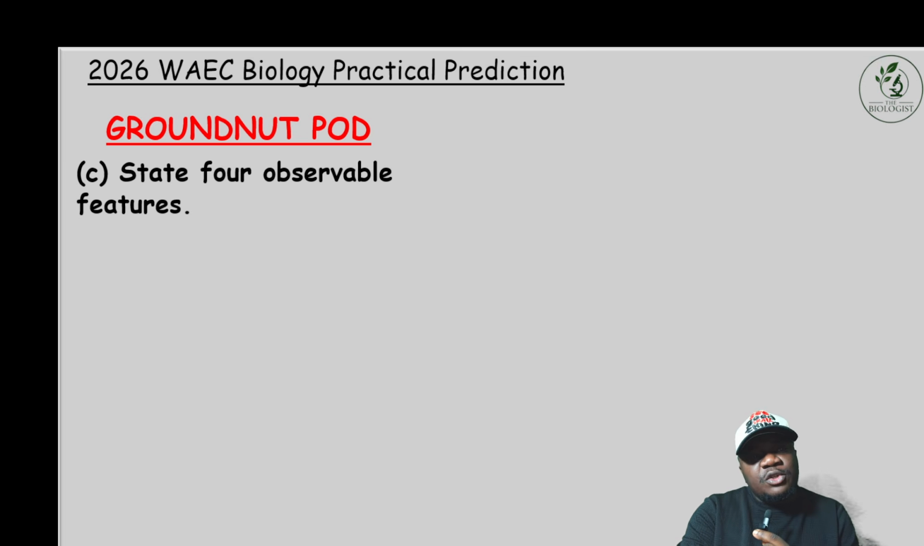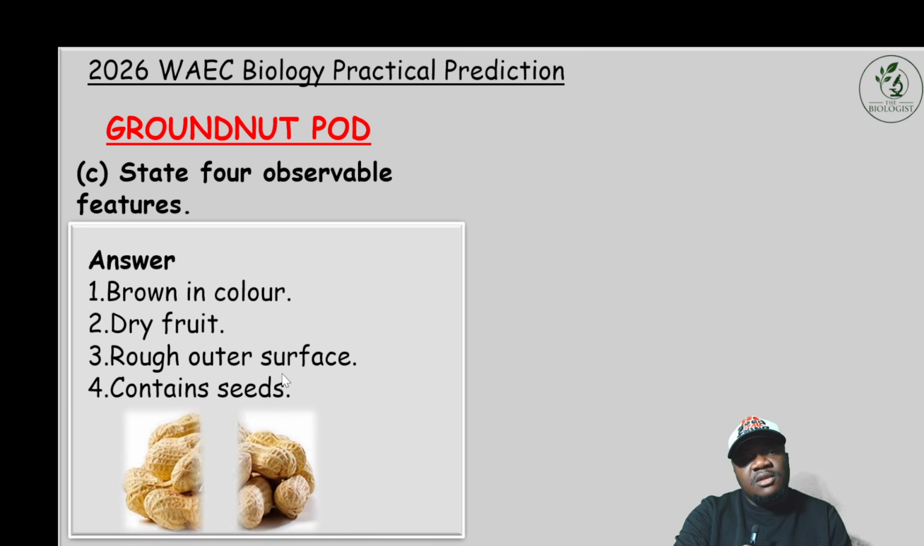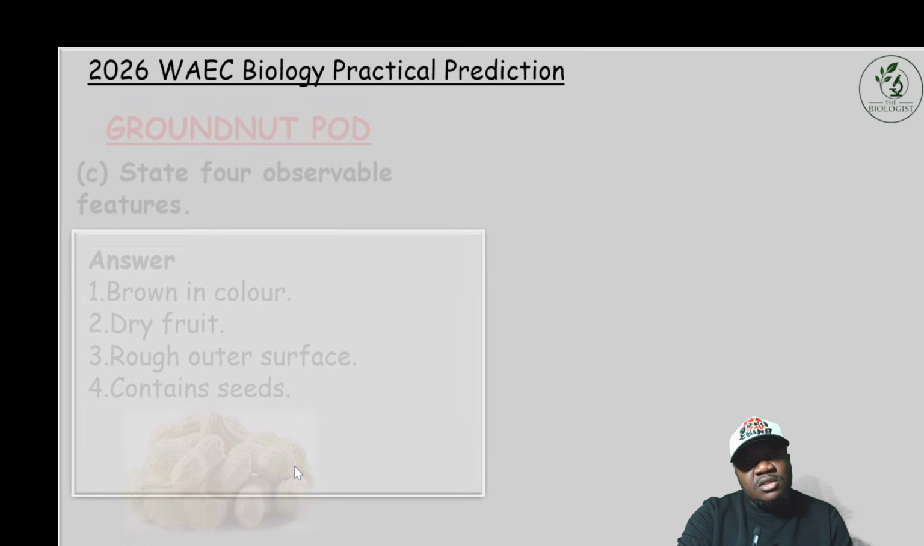State four observable features of this groundnut pod. It is brown in color. It is a dry fruit. In the classification of fruit, we have dry dehiscent and dry indehiscent fruits. Dehiscence means break open, so the groundnut pod normally breaks open; it's a dry dehiscent fruit. You have a rough outer surface, and it contains seeds. When you break it open, you have some seeds inside.